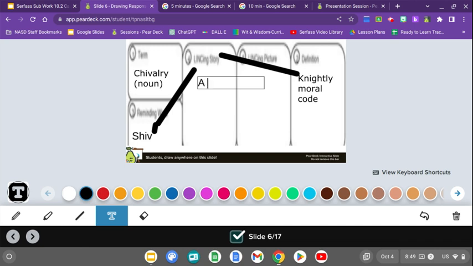A shiv would violate the knightly moral code, period. And then I would draw a little shiv.